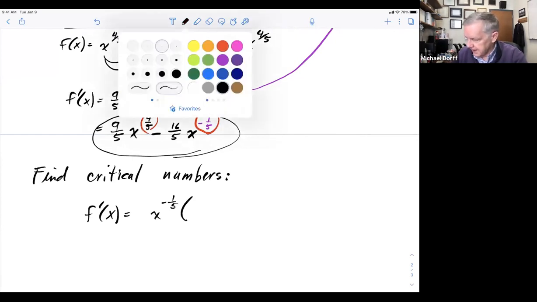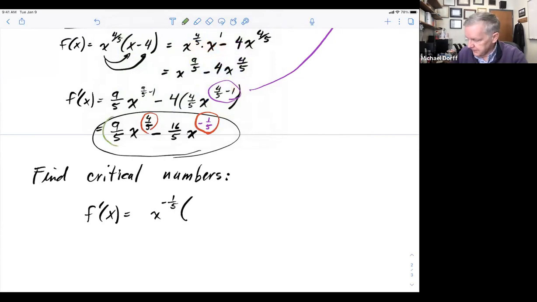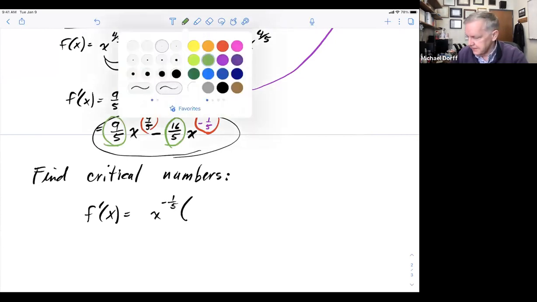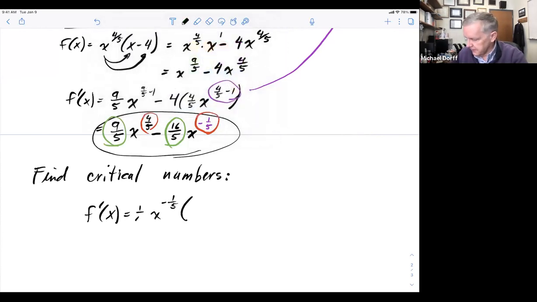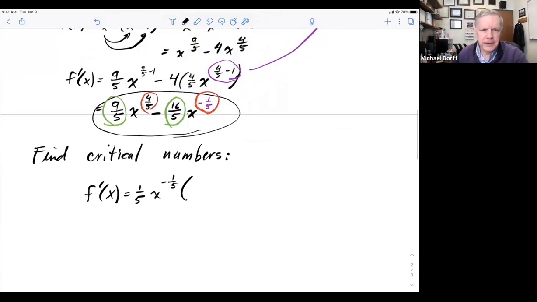I'm also going to look at the coefficients out front. I have a 9/5 and then a negative 16/5, or a subtraction of a 16/5. They both have a 5 in the denominator, so I'm going to factor out that 1/5, get rid of the fraction part of it. So what am I left with? Well, I have 9 here, because this 1/5 times 9 is going to give me the 9/5 I have up here. And then I have x.